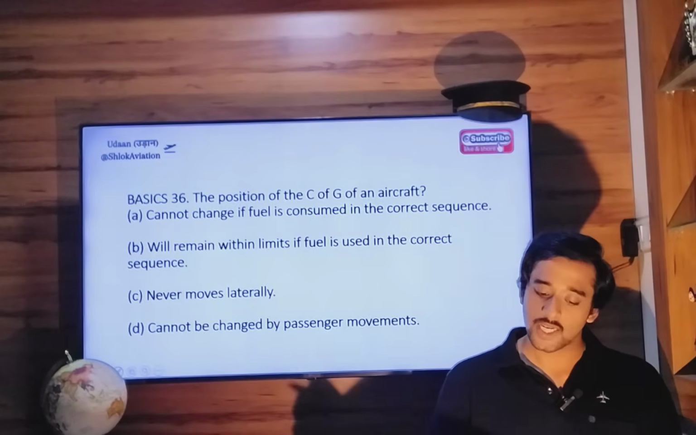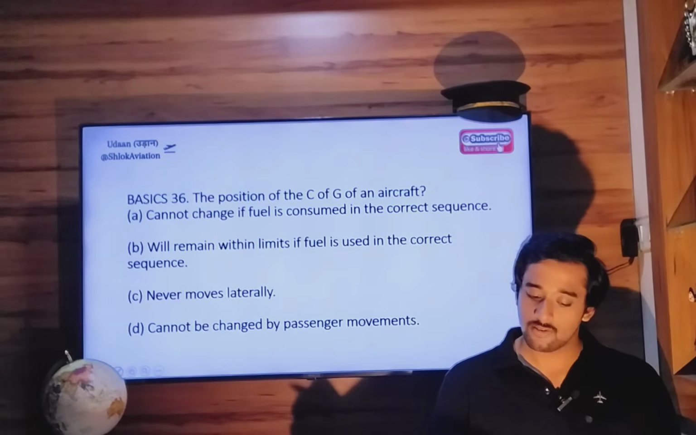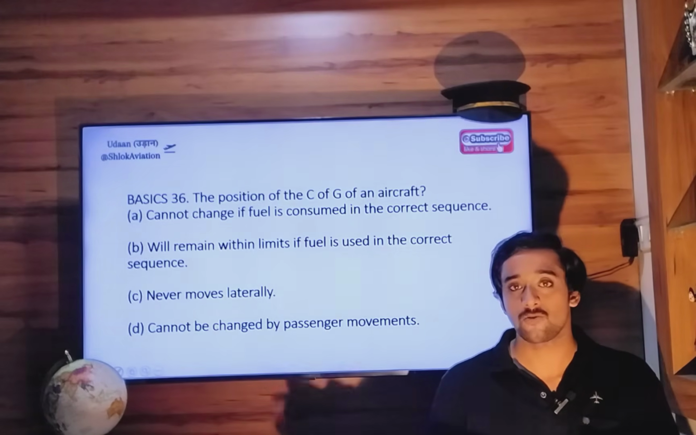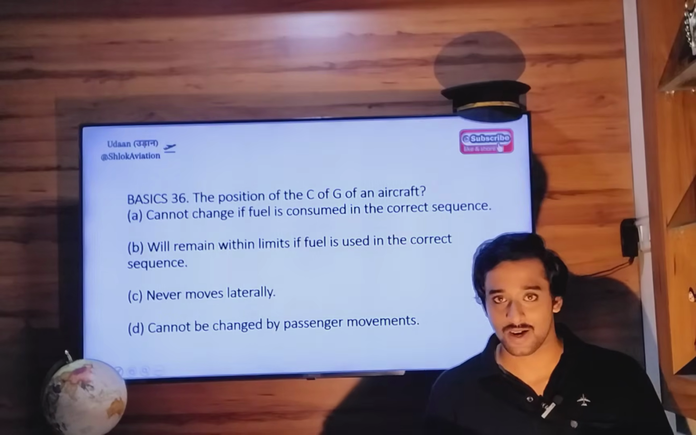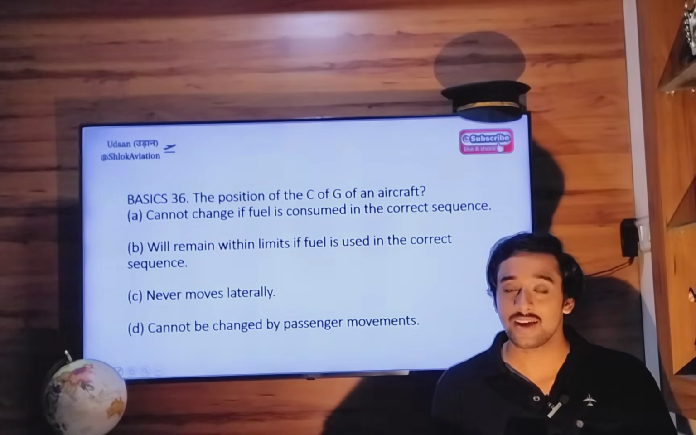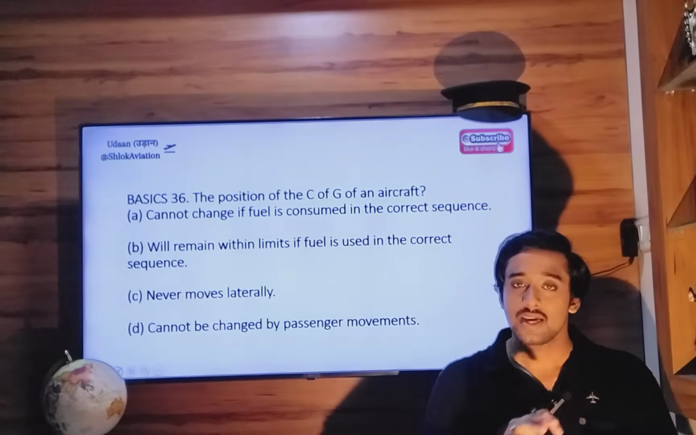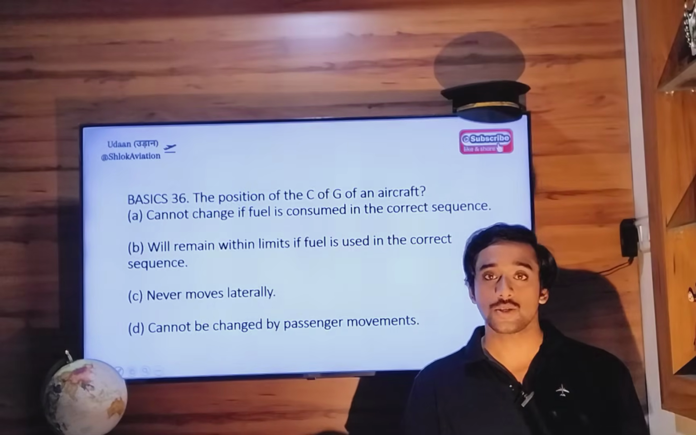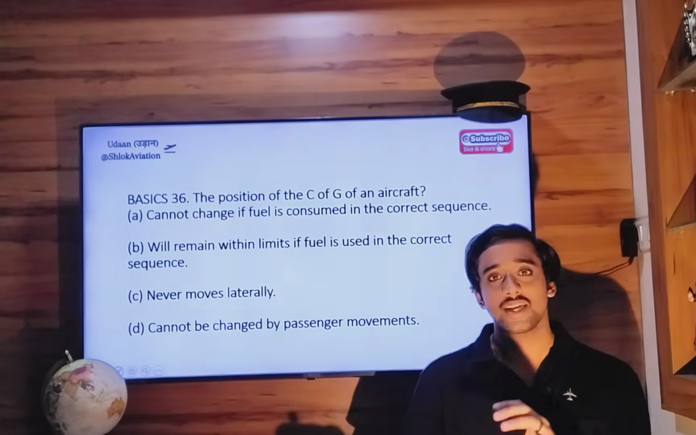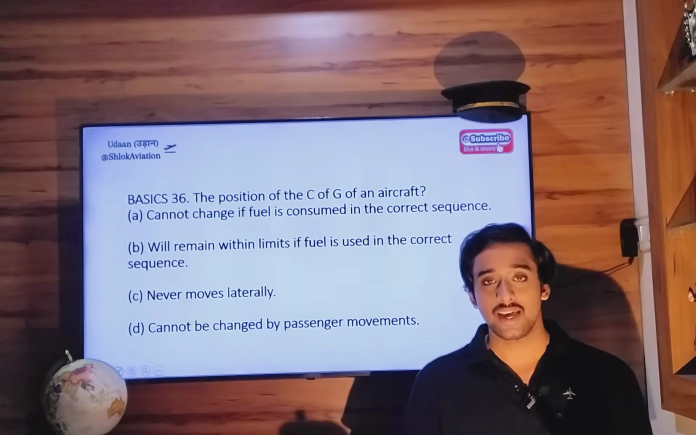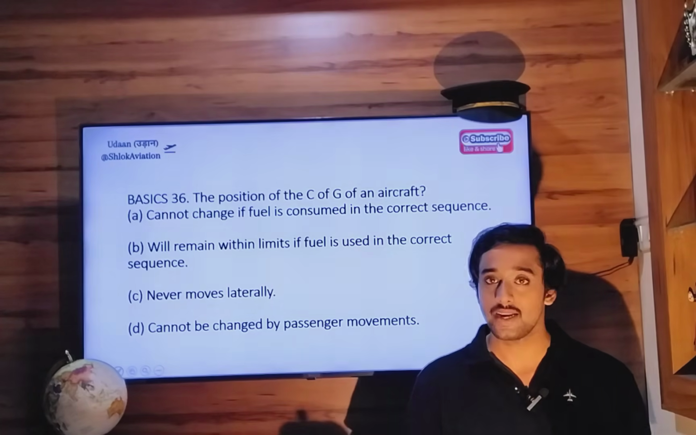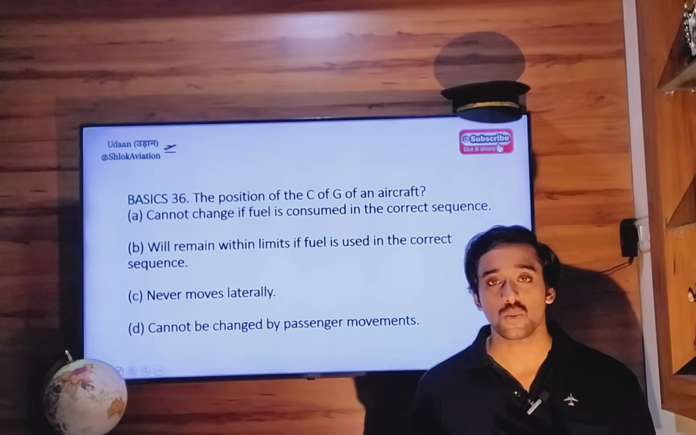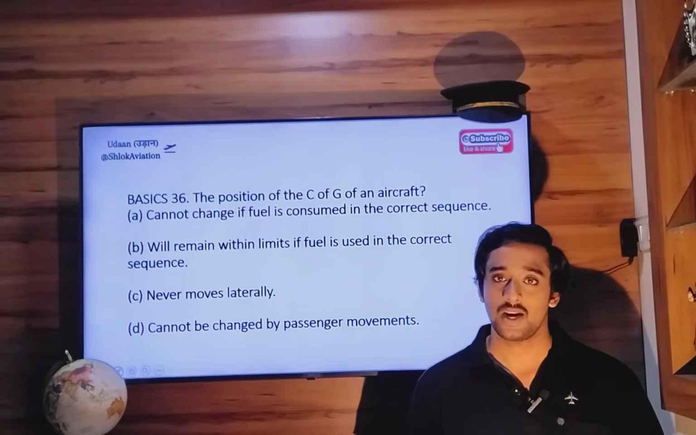Next, the position of the center of gravity of aircraft cannot change if fuel is consumed in the correct sequence. Now, the center of gravity of aircraft will move within the limits prescribed by the manufacturer. Like I said in the beginning, there is a forward limit, there is a backward limit, and the center of gravity has the freedom to move within these limits to and fro. It can be guaranteed when the fuel in your fuel tanks is consumed in the correct sequence as specified by the manufacturer.